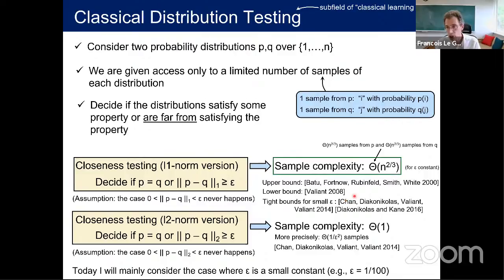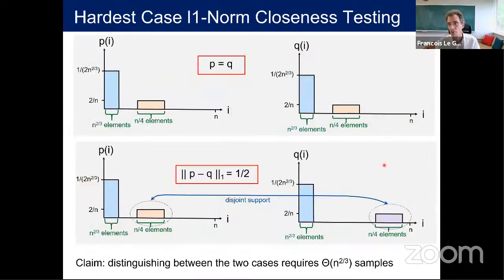Let me try to give you some rough intuition about this n to the 2/3. Why do you need n to the 2/3 samples? Actually, the hardest case, the case which is used to prove the lower bound, is this one: distinguishing between the upper situation here and the lower situation. Let me describe this precisely.